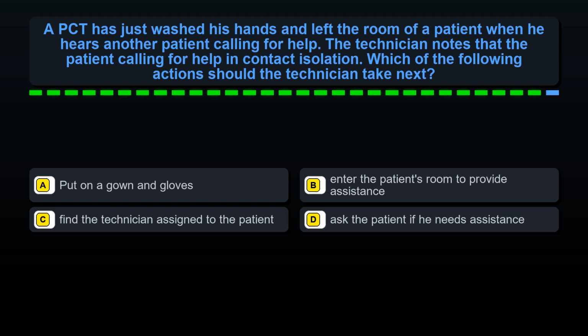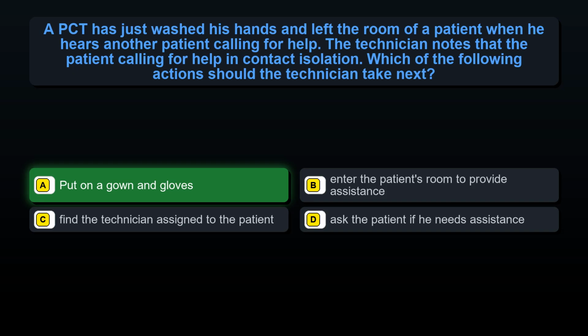Question 64. A PCT has just washed his hands and left the room of a patient when he hears another patient calling for help. The technician notes that the patient calling for help is in contact isolation. Which of the following actions should the technician take next? Option A, put on a gown and gloves. Option B, enter the patient's room to provide assistance. Option C, find the technician assigned to the patient. Option D, ask the patient if he needs assistance.